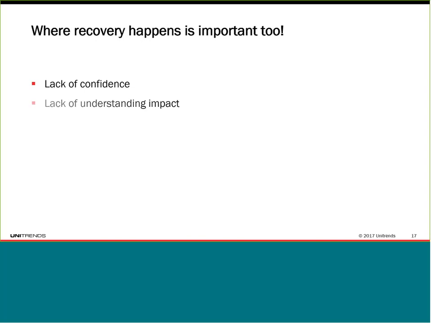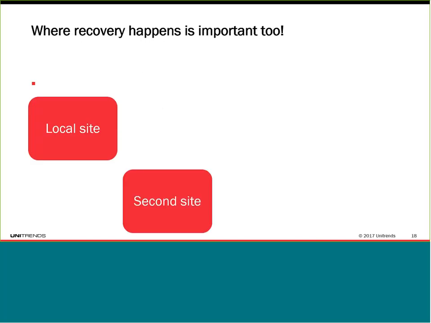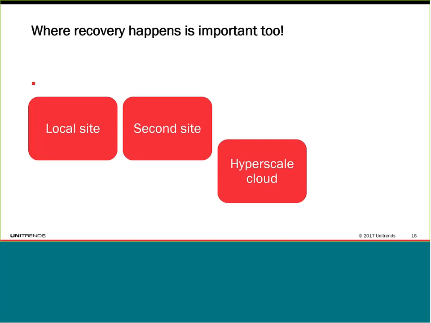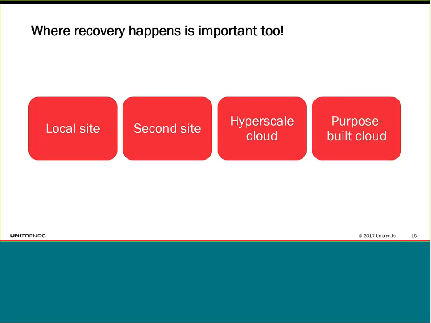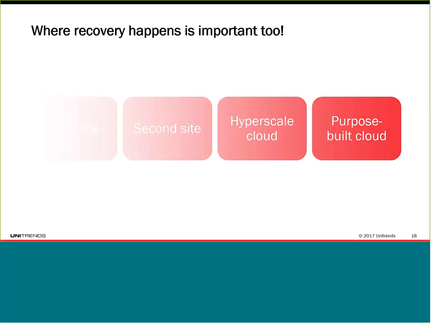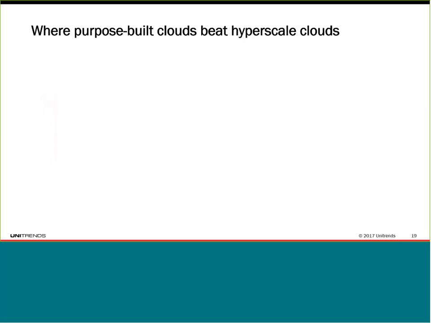And of course, where recovery happens is important too. Whether you're recovering files, applications, or VMs, or doing bare metal recoveries locally, at a second DR site that you're managing, within a hyperscale cloud like AWS or Azure, or through the Unitrends purpose-built cloud. And obviously, these hyperscale clouds like AWS and Microsoft's cloud are really valuable and important for business, but there are certain use cases where the purpose-built cloud that Unitrends offers beats a hyperscale cloud.